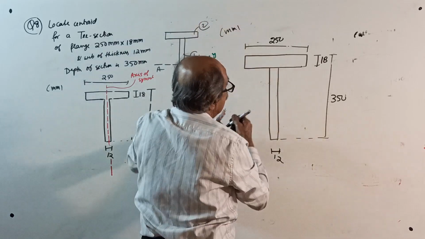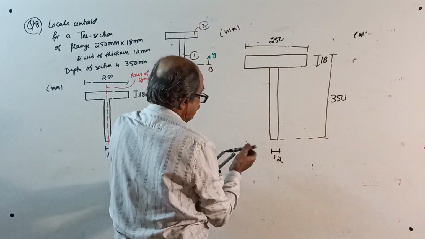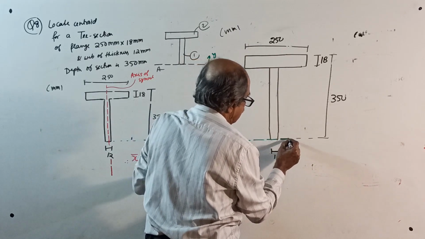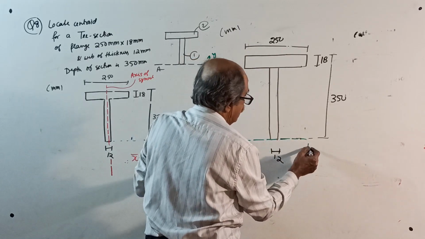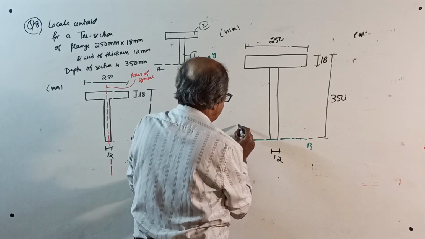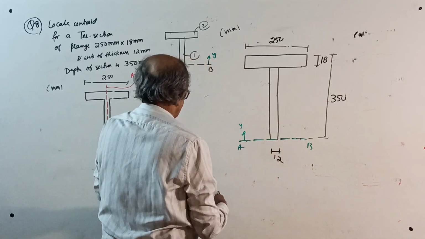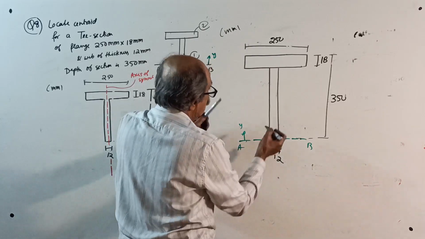Total is 350. All dimensions in millimeter for those who are putting comment. This is 18. 250 visible, I think. 250, 18, then 350. This is 12. Now, our reference axis here, I called AB. This way, we will take Y bar. Start. Centroid. Story you write yourself only.